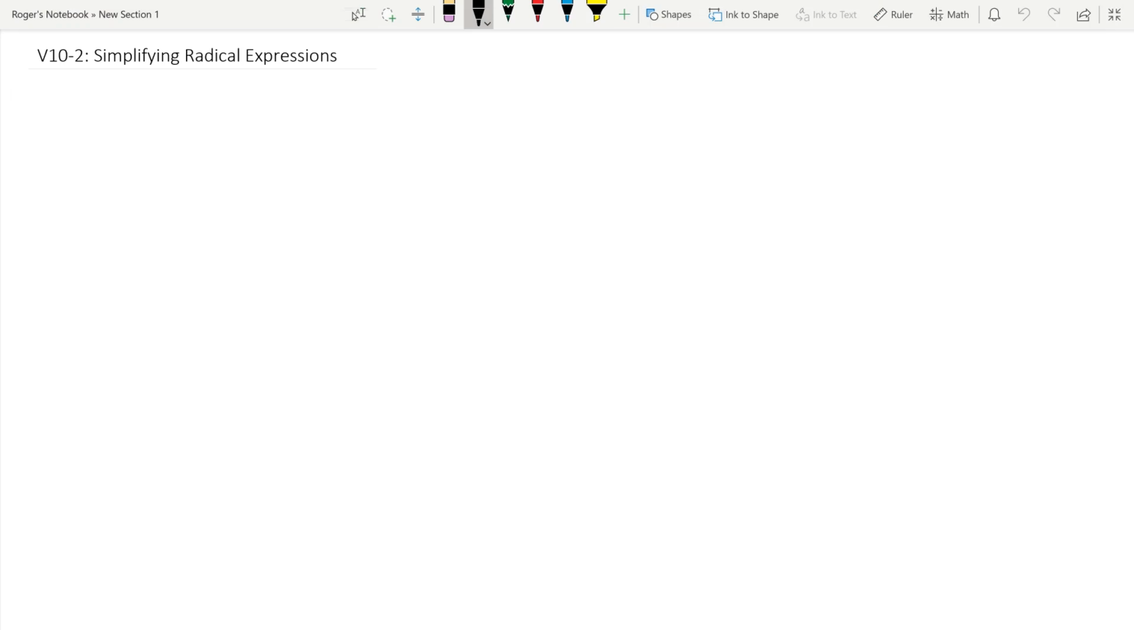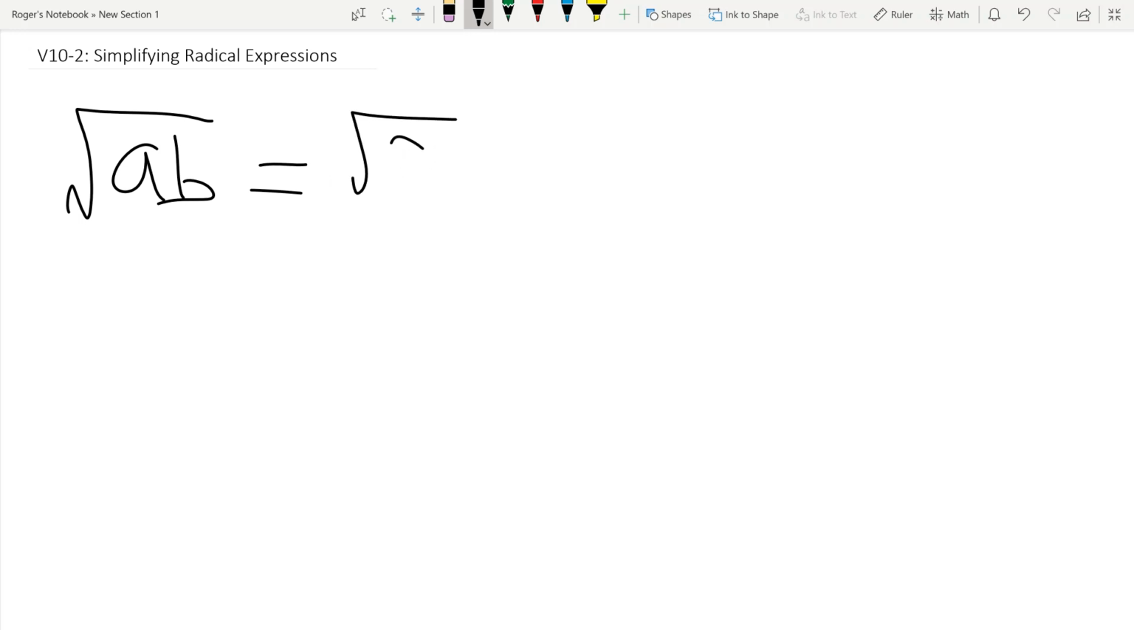notice that if you have the square root of the product of a and b as your radicand, so a and b, the product, is under the radical sign, so it's called the radicand. The square root of ab is equal to the square root of a times the square root of b. Okay? Simple, right? Square root of a times b is the square root of a times the square root of b.